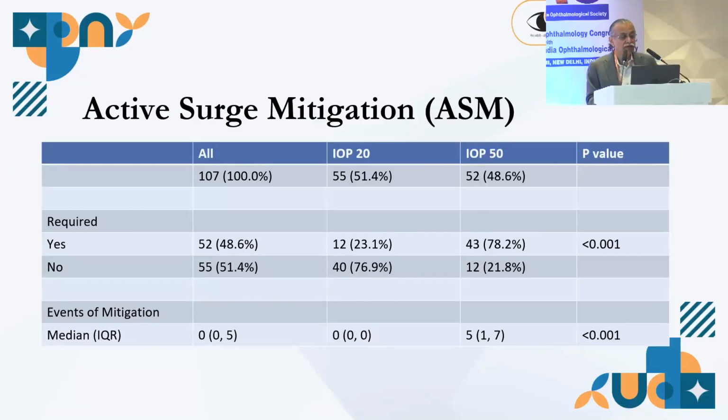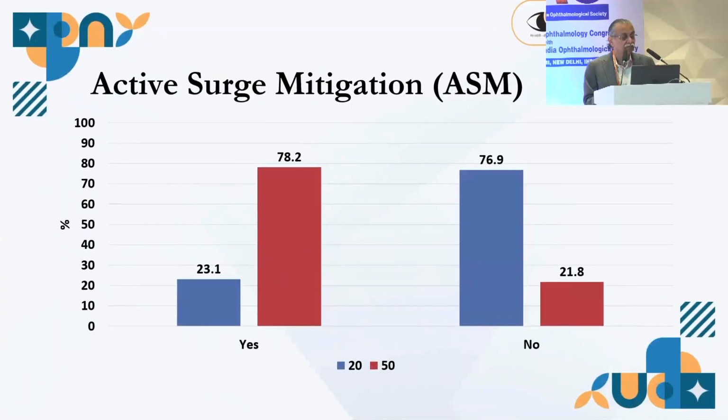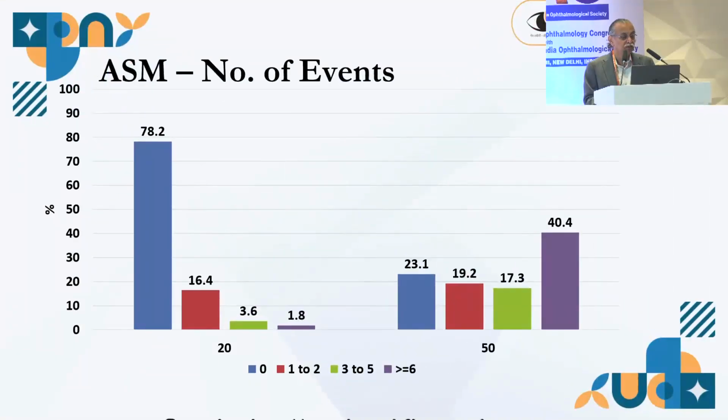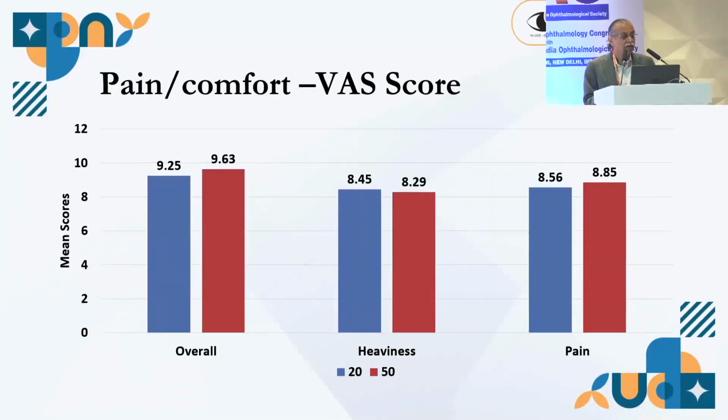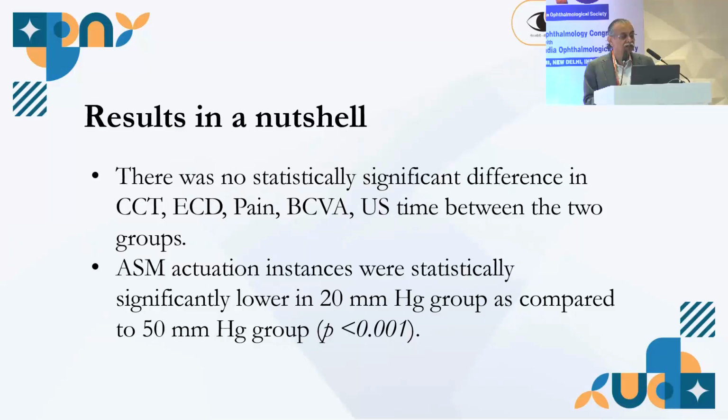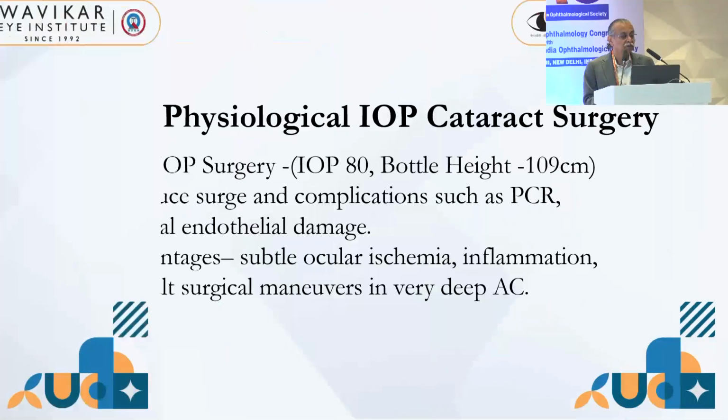Active surge mitigation: over here we found a lot of difference. In the 20 IOP group, it was initiated only in 12% of the cases, as compared to 43% in the 50 IOP group, which is statistically significant. Even the number of instances was much higher in the 50 group as compared to the 20 group, which is again statistically quite significant. Pain comfort, no difference between the two groups. CDVA, no difference. So in a nutshell, there was no difference in any parameters except ASM, that is active surge mitigation, which was much lower in the 20 group as compared to 50.